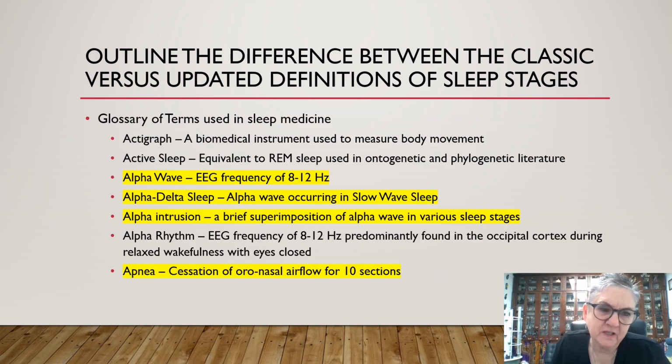The next 10 or 12 slides give you a lot of the terms used in sleep medicine. I've highlighted those terms which you'll probably run across first, but it's important to review all the slides and look at the definition of each of these. In this particular slide, I've highlighted alpha wave, which refers to the EEG frequency of 8 to 12 hertz. Alpha delta sleep, alpha wave occurring during slow sleep. When we get into the tracings, I'll be able to point those out. Alpha intrusion, a brief superimposition of alpha wave into the various sleep stages. And apnea, cessation of oral nasal airflow for greater than 10 seconds.